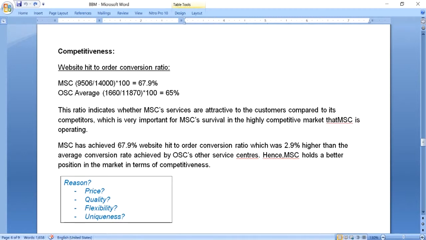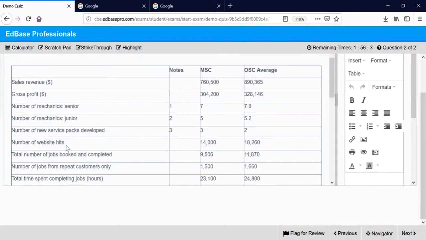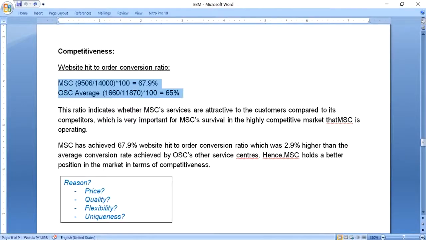So the first thing, we need to make the heading. So competitiveness, it should be our heading. All right, and then we will state the indicator. So our chosen indicator here is website hit to order conversion ratio. And next thing we need to do, we need to calculate the indicator for both MSC and OSC average. So how should we calculate it? See, so number of website hits to job completion ratio, so 9506 divided by 14,000, and obviously 11,870 divided by 18,260, and that's how we'll get the results.